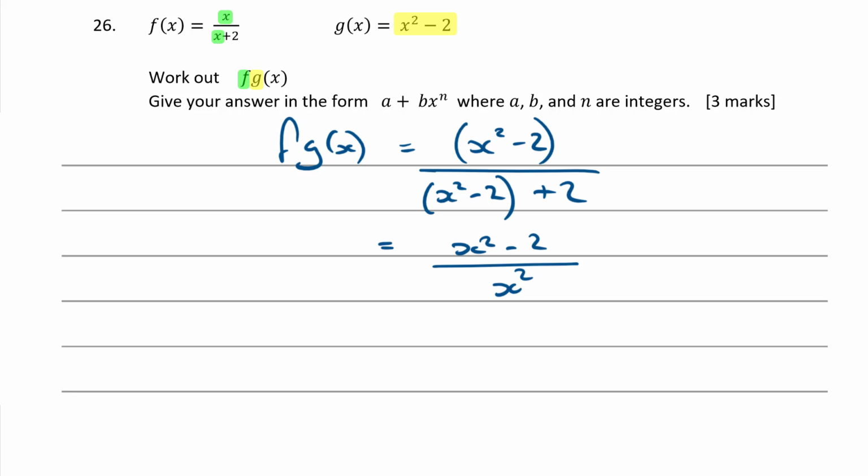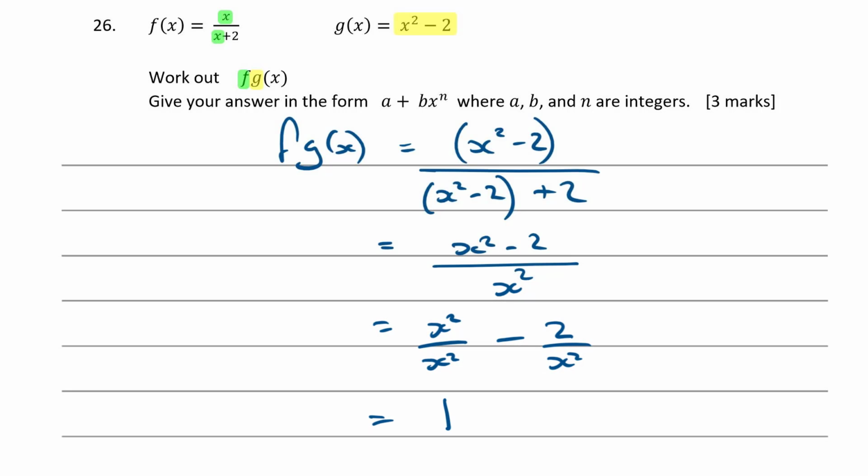Okay, now it's not quite in the form we need it in. We need it in the form a plus b lots of x to the power of n, where I've got a fraction over x squared at the moment. So I'm going to break this algebraic fraction up into 2 halves. So x squared minus 2 over x squared is the same thing as x squared over x squared minus 2 over x squared. Now x squared over x squared is just 1, isn't it? Anything divided by itself is 1.